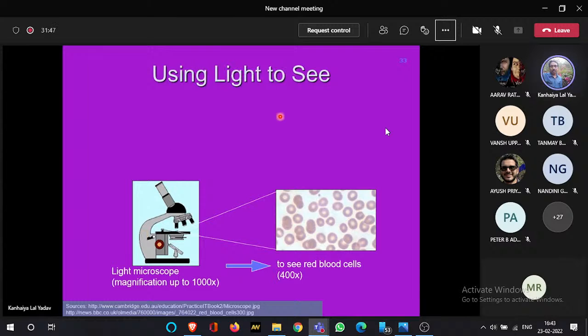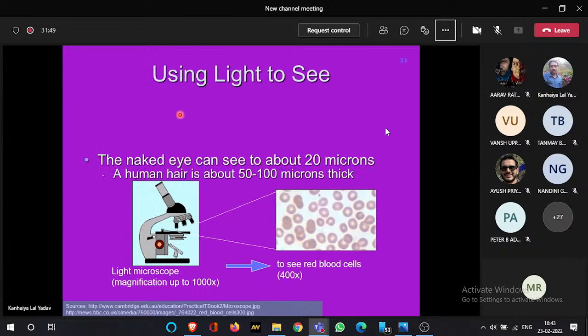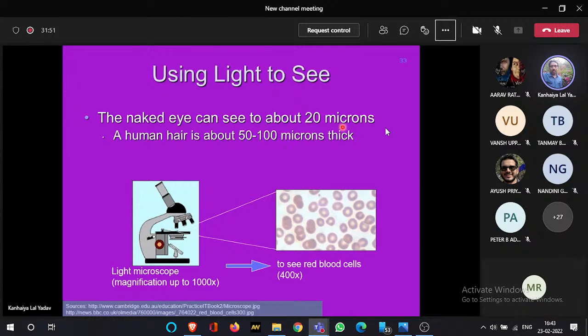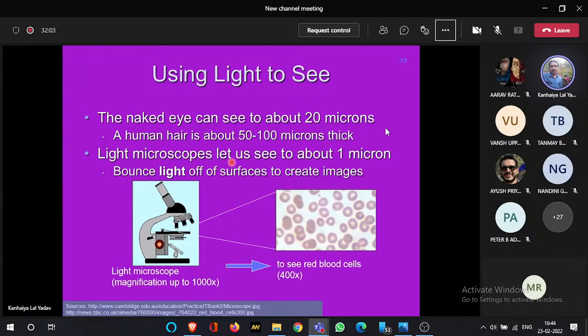So this uses light to see. The naked eye can see about 20 microns. A human hair is about 15 to 100 micrometers thick, so you can see that because we can see up to 20 microns. And a light microscope lets us see down to about 1 micron.